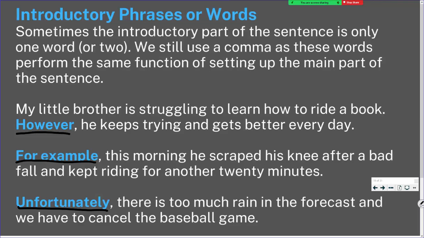Now, of course, I've got a period here. I could swap that period for a semicolon because I have two independent clauses, right? So he keeps trying and gets better every day could stand alone as its own sentence. I could have used a semicolon there, but I chose not to. For example, comma, this morning he scraped his knee after a bad fall and kept riding for another 20 minutes. Unfortunately, comma, there is too much rain in the forecast, and we have to cancel the baseball game.